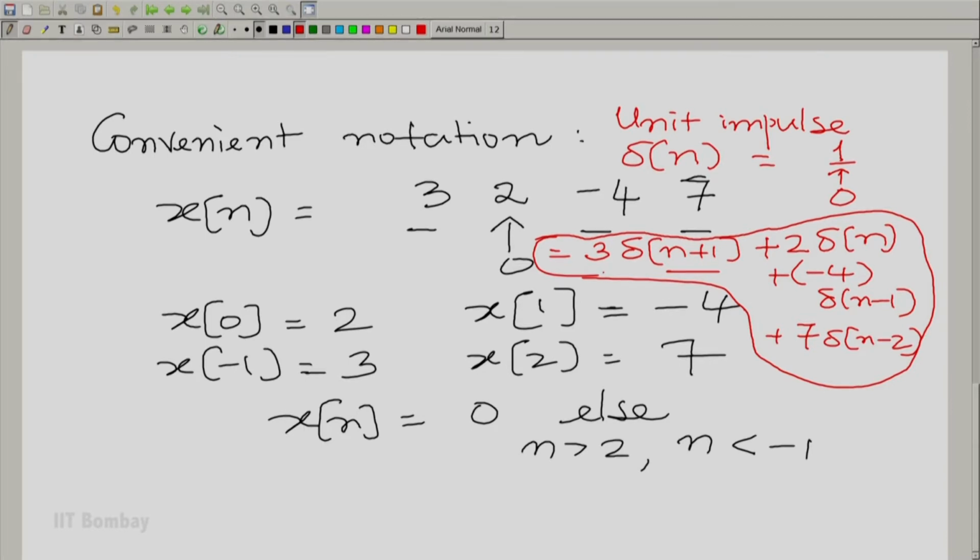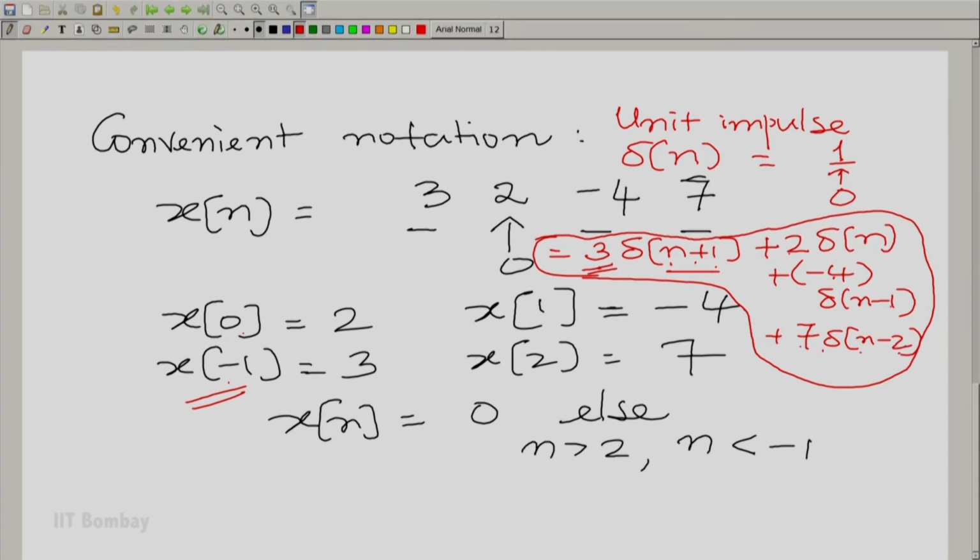Now, here I have illustrated this for a finite length sequence, but you can do this forever. So, in fact, if you look at this particular example, what is 3 really? 3 is x of minus 1. So, you are saying x of minus 1 times delta n minus minus 1, plus what is 2? 2 is really x of 0. So, x of 0 times delta n minus 0, plus x of 1 times delta n minus 1, plus x of 2 into delta n minus 2.